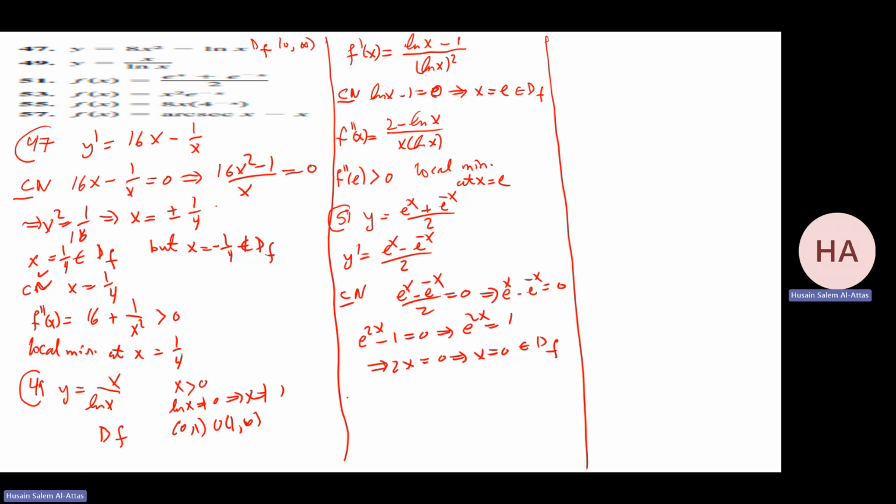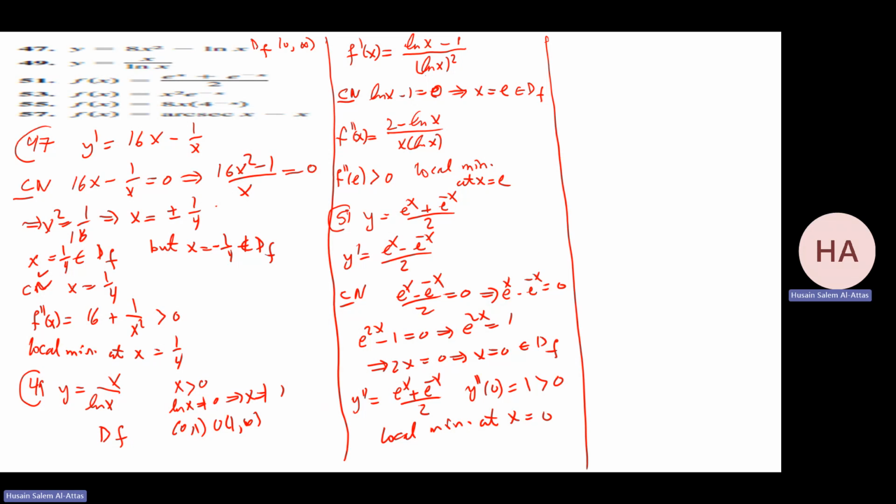Okay, f double prime, you will get what? e^x plus e^(-x) over 2. y double prime at 0, you have what? 1, which is positive, so you have a local minimum at x equals 0. Okay.